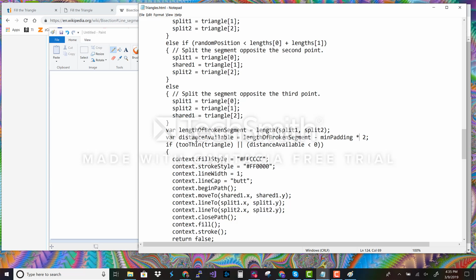Then we're going to check if the triangle's too thin. We possibly could have done that sooner, but it seemed easier to do it here. If I was really worried about performance, I would have checked a little bit sooner. But either this one or this, so the distance available.